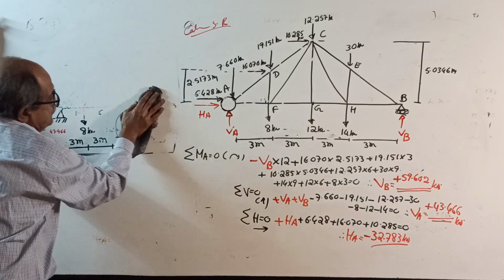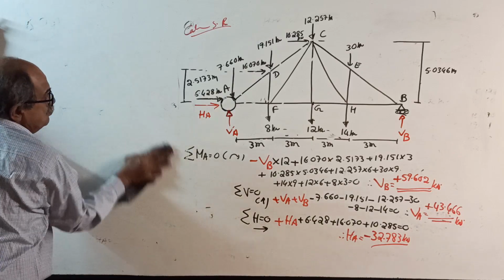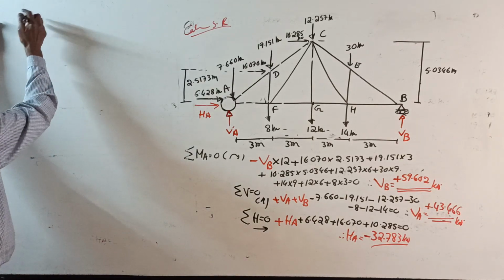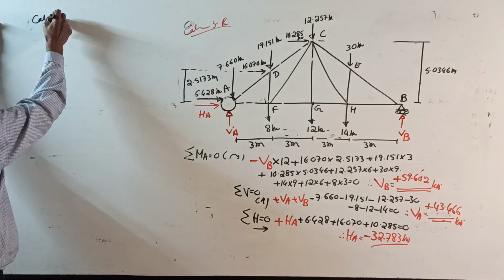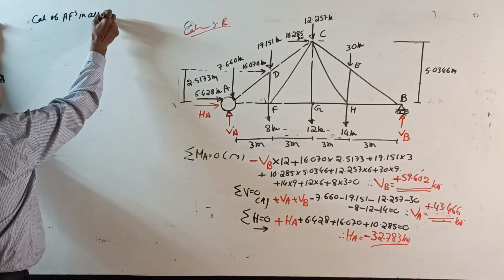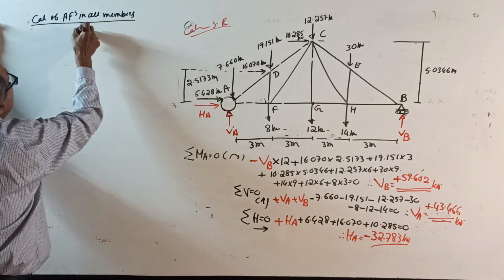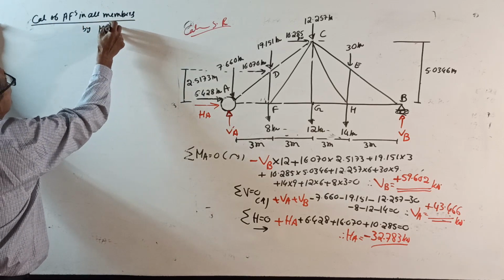Okay, I write here. Next step. I can copy and then rub it out. See. Last step now. Calculation of axial forces in all members. A little fast I am doing because this is repetition. Members by method of joint.